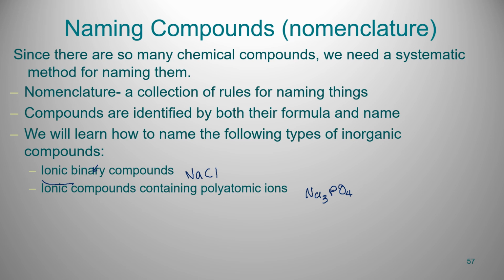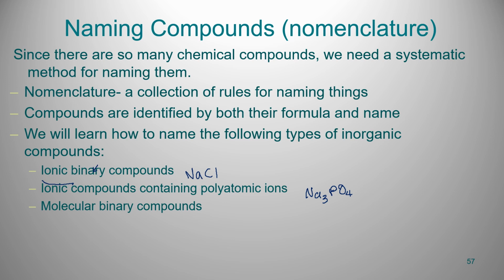If it has more than two elements and it's not ionic, we're not learning how to name those. That's a whole different course. The third category would be our molecular binary, so non-ionic, but only with two elements. If it's got more than two elements, it's ionic, unless you're given the name. But if you're asked to name it, it's going to be ionic, with a polyatomic ion.